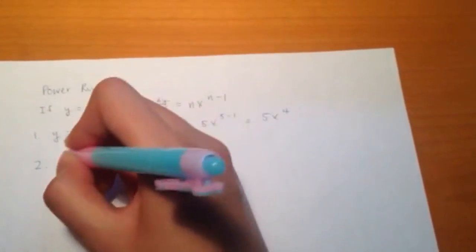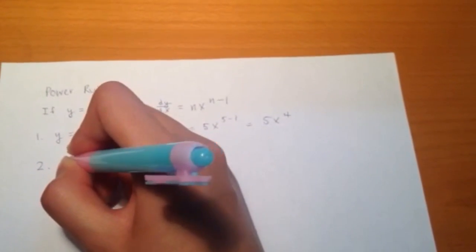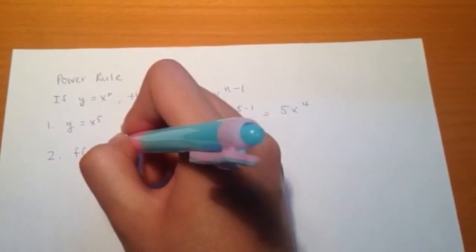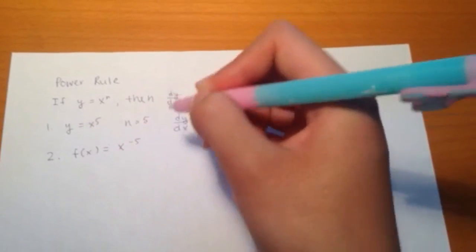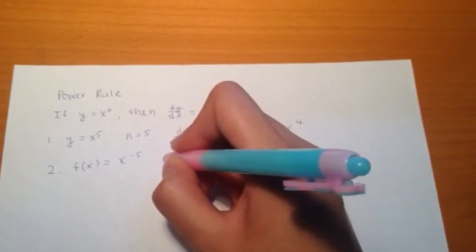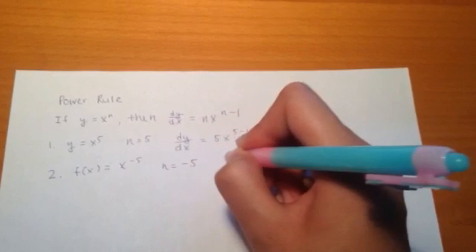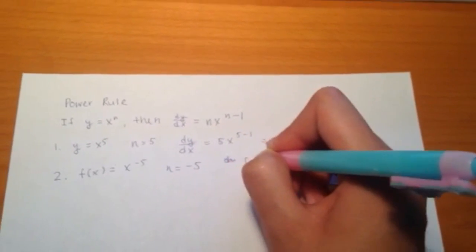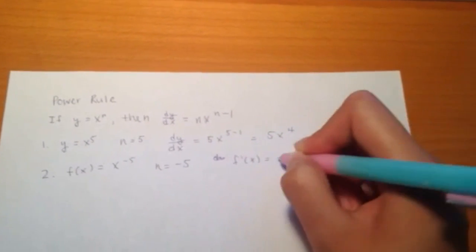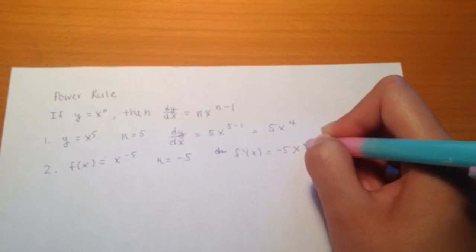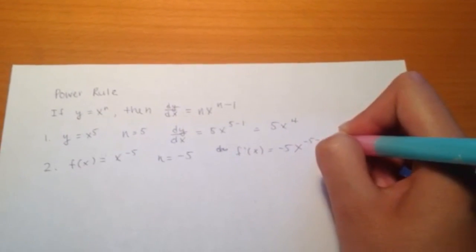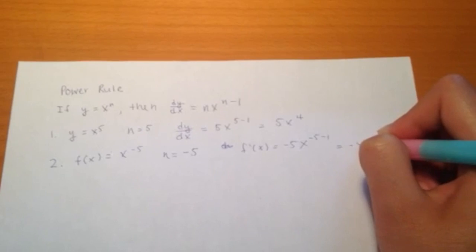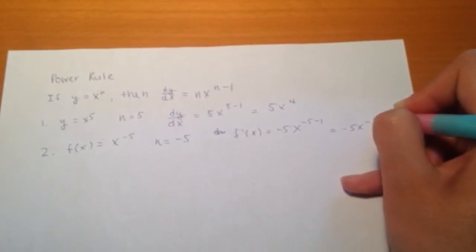Say we have a negative exponent. For example, f of x equals x to the negative fifth. Now we do the same thing as before, so n would equal negative 5, and the derivative would equal negative 5x to the negative 5 minus 1, which equals negative 5x to the negative 6.